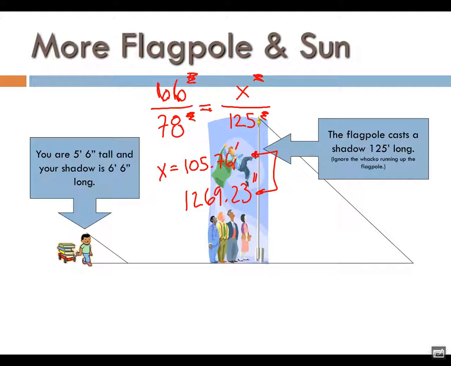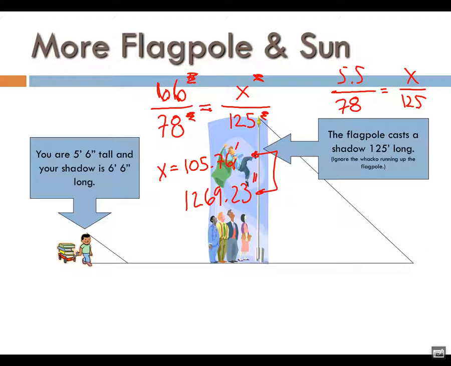What won't work is to go 5.5 over 78 equals x over 1.25. You have to have the same units. This is one way to set it up. He did height over shadow equals height over shadow. Did anybody set it up differently?